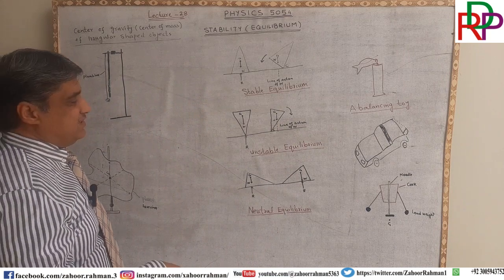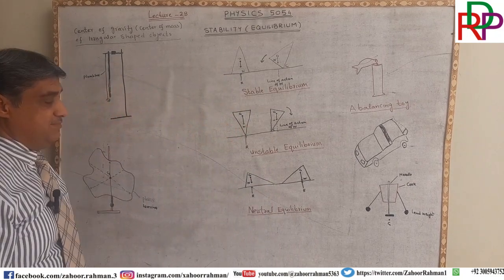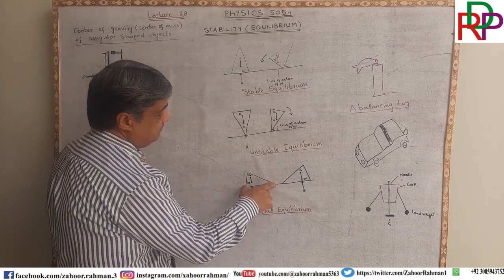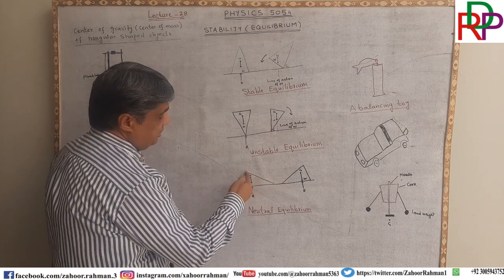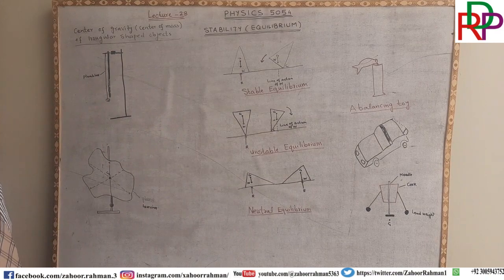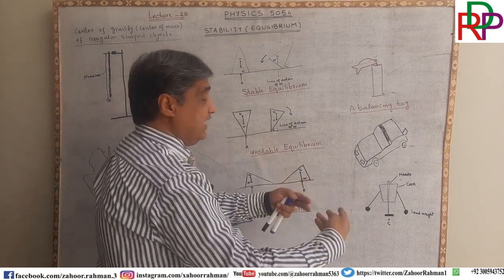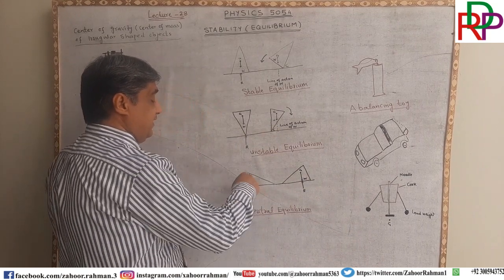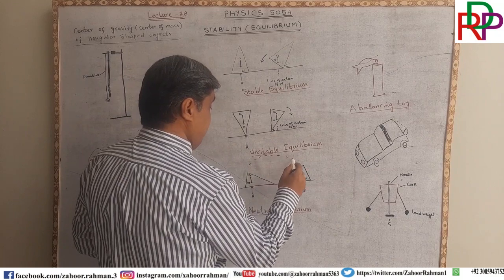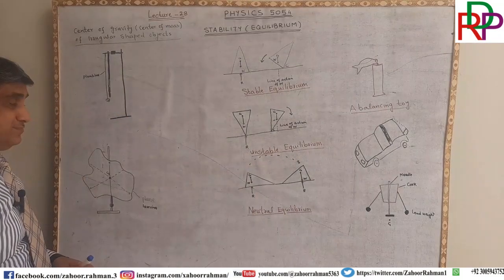Third is the neutral equilibrium. If we are putting this cone in this position on the tabletop and we are rolling it, it is rolling from here to here, just like we are rolling it here and it comes to this position.